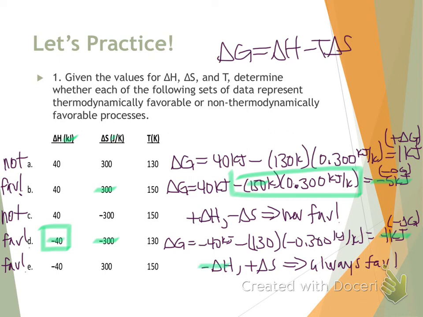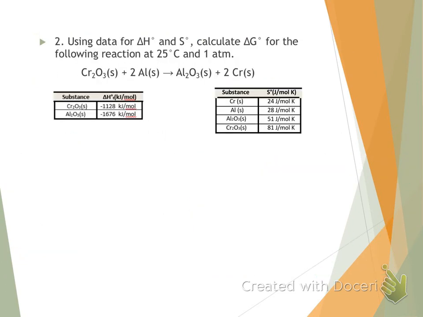When we look at E, we had negative delta H and positive delta S. Both of those are favorable to nature. This reaction will always be favorable.